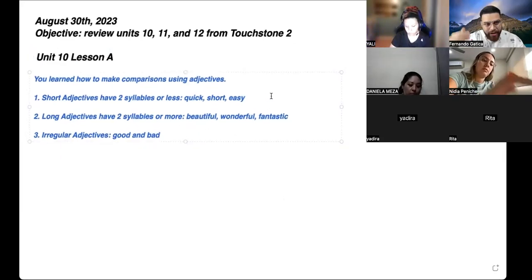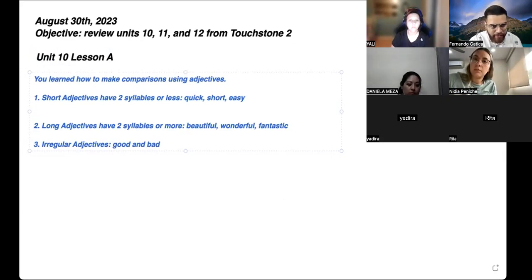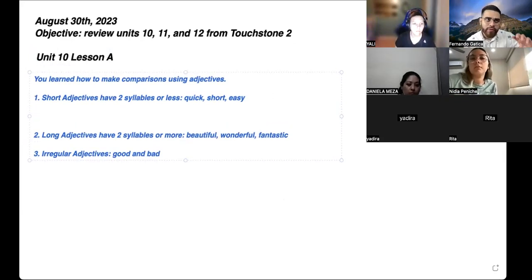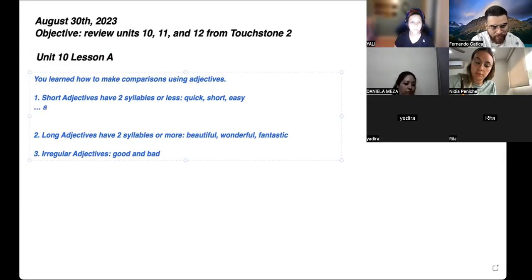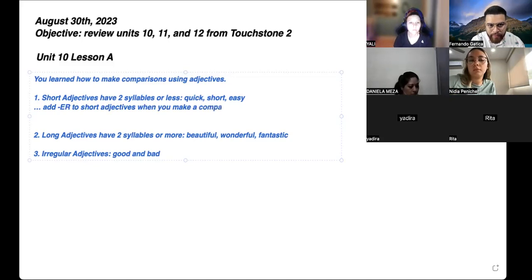So now let's talk about the rules for each adjective. When you want to use a short adjective to compare, you add ER, right? Add ER to short adjectives when you make a comparison. In Spanish, agrégale ER al adjetivo calificativo corto cuando vas a hacer una comparación.